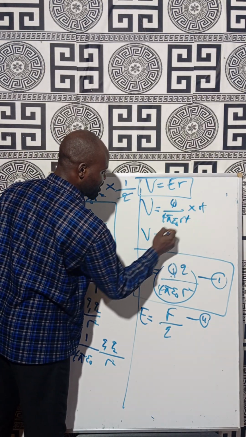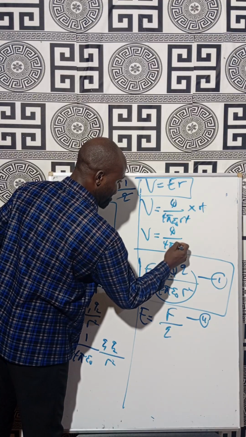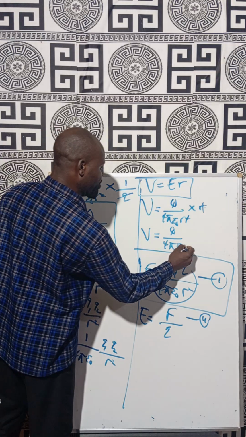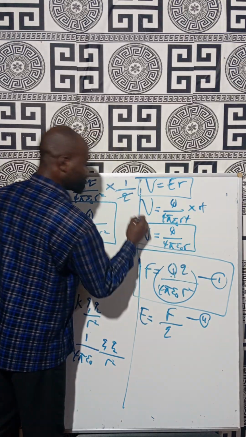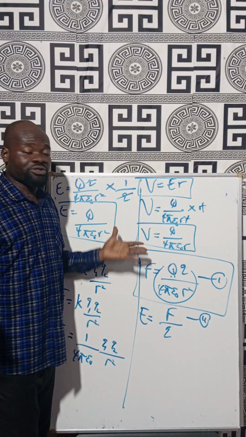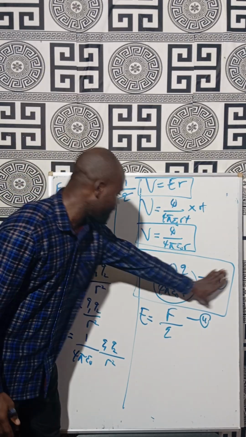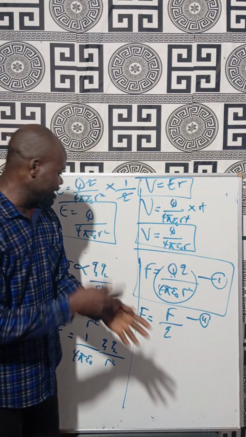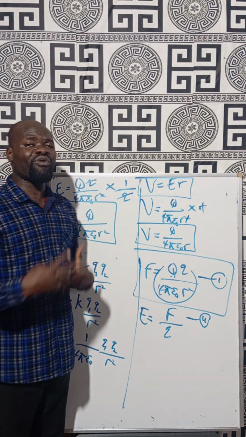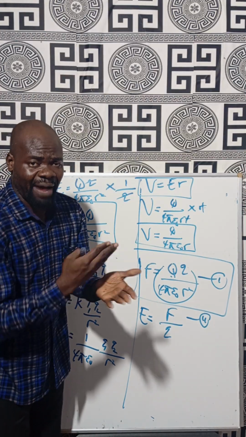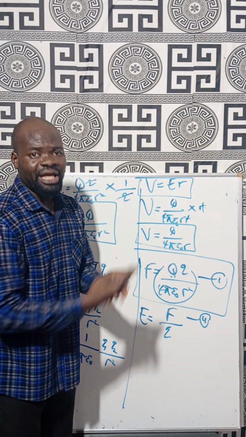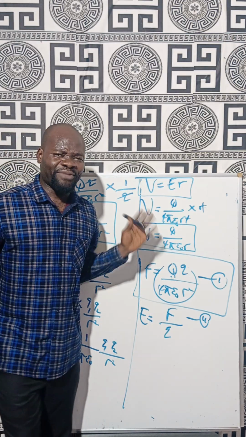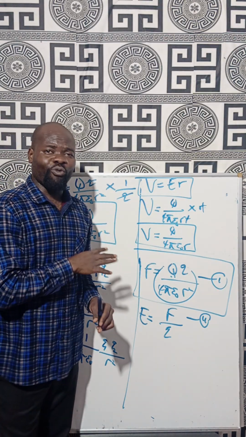So my V equals Q all over 4 pi epsilon naught R. So this is my V. So that is how my F, my E, and my V are related. They are also related by this simple formula here. So if you are given any question, you have to look closely at the parameters you are given in that question in order to know the formula you are going to use for it. Understood? Very easy and simple. Hope you have gotten one or two things there.